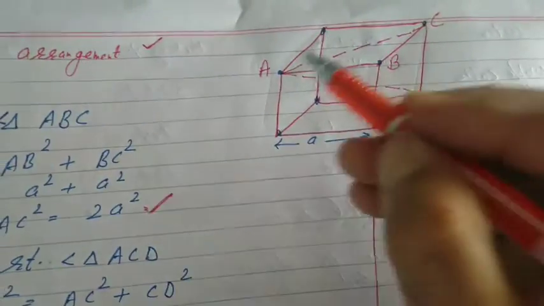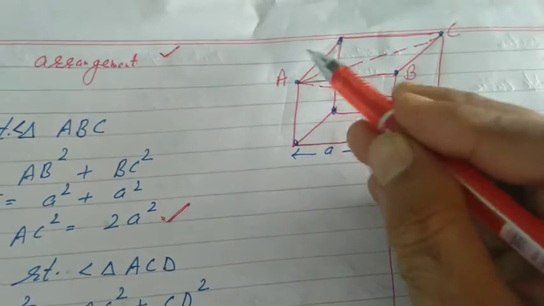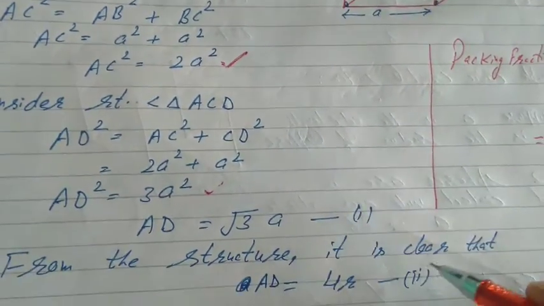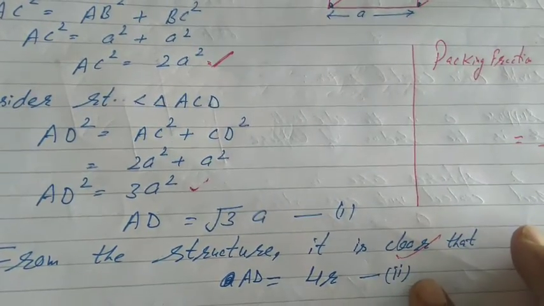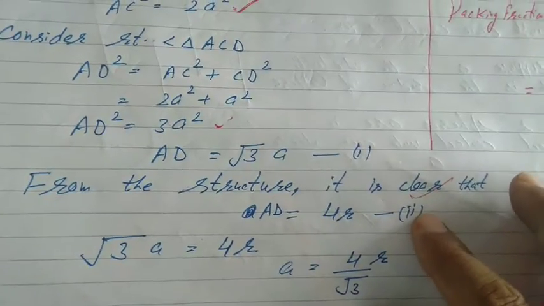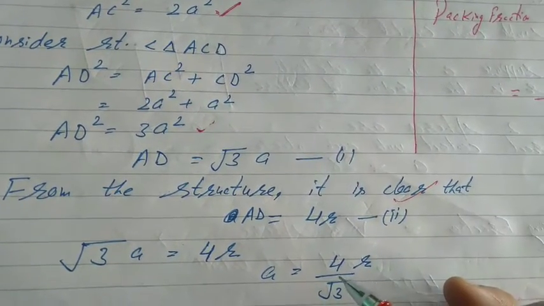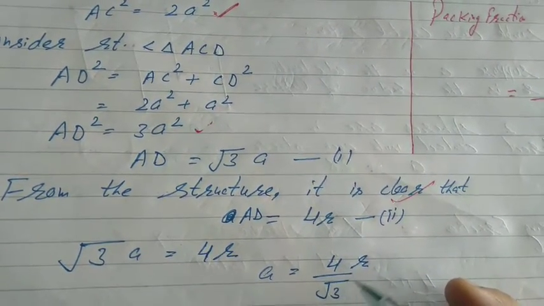Now from the structure it is clear that AD again contains 3 spheres: R plus 2R plus R. AD is equal to 4R. This is equation 2, students. Compare these two. Root 3A is equal to 4R, so A is equal to 4R upon root 3.